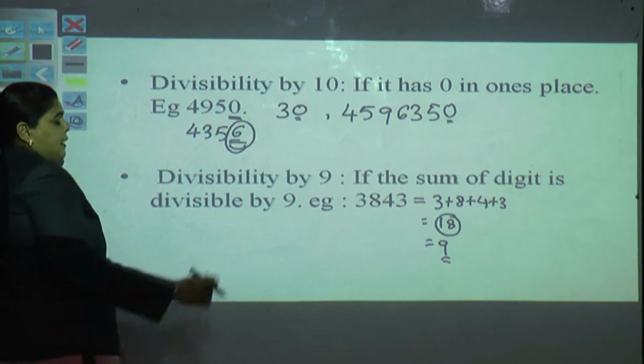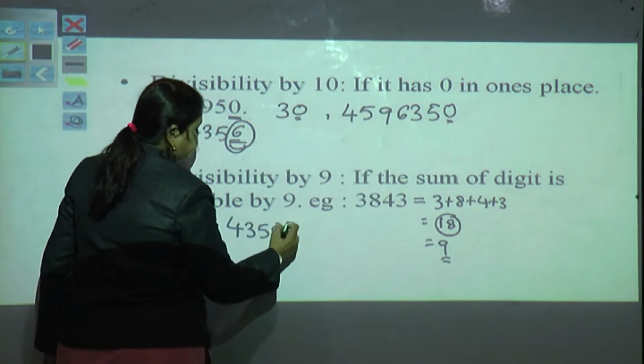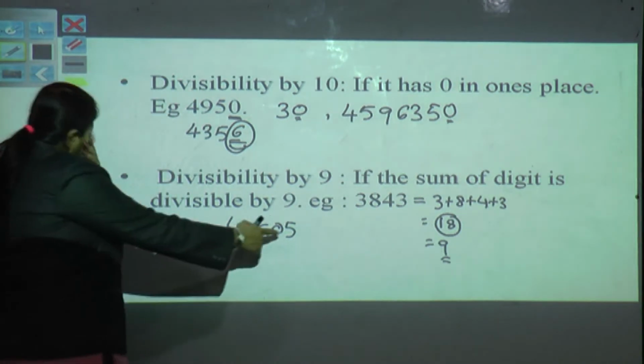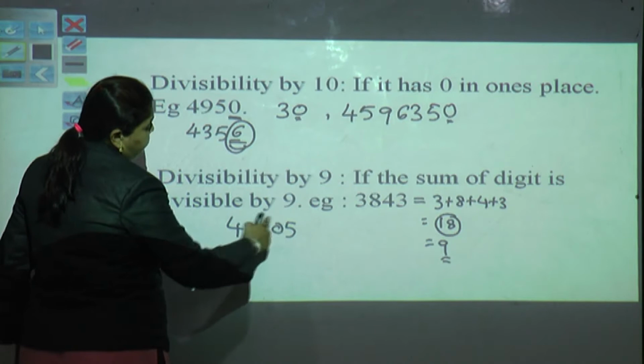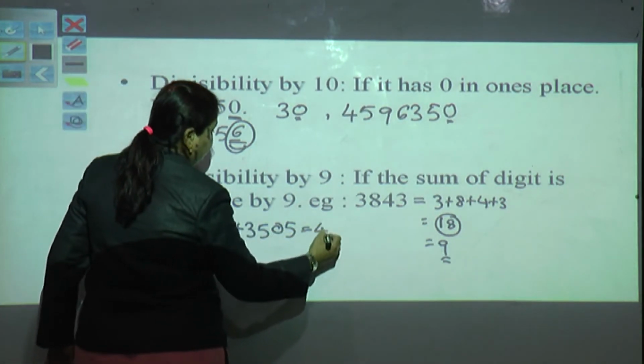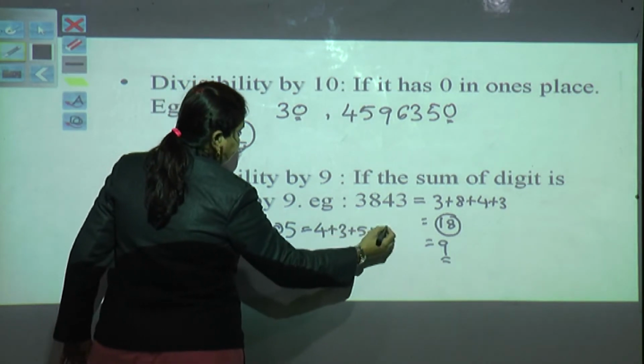We will see one more example. If the number is in this way, 5 plus 0, no need to do. 5 plus 5, you will do practically, so it will be easy for you to understand. 4 plus 3 plus 5 plus 5.